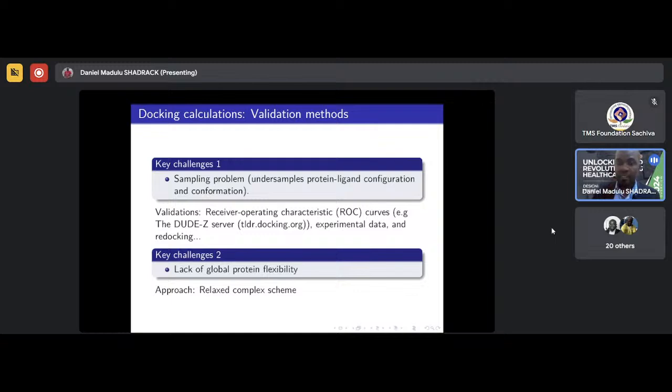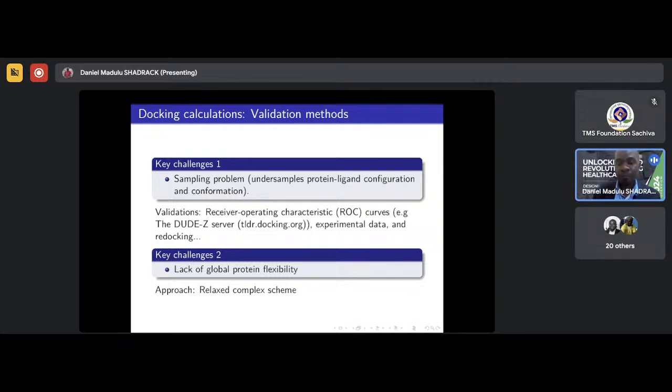The area under the receiver operating characteristic curve is very important and is a good measure for this. We can compare experimental data and the binding affinity to see if it's doing well. So validation during molecular docking is very important.